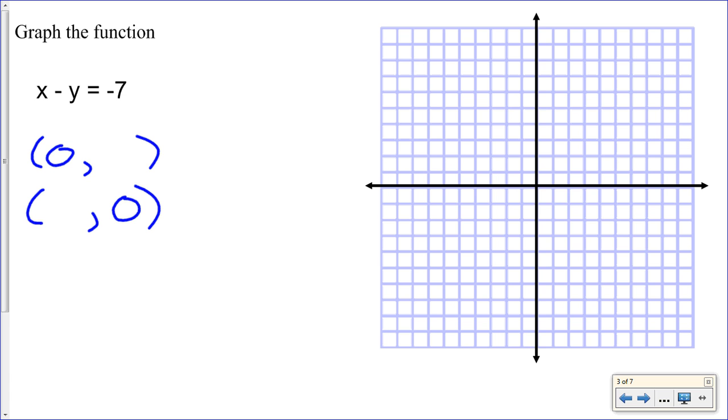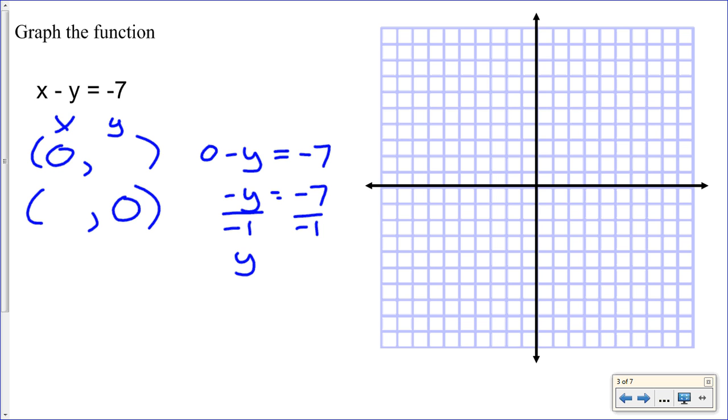So if I put 0 in, and remember that this is x and this is y, so if I put 0 in for x, I end up with negative y equals negative 7. Now I can't keep negative y. I have to have that as a positive y. So I'm going to just divide by negative 1 on both sides. That'll make my negative go away here. And it makes the negative 7 turn to a positive 7. So positive 7 there.